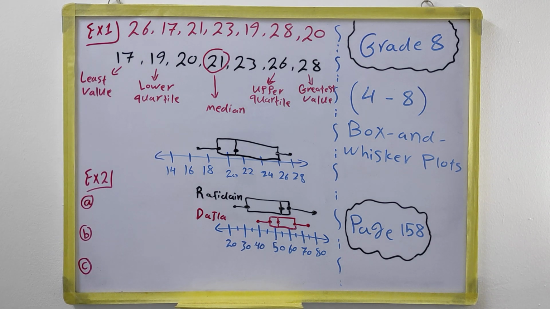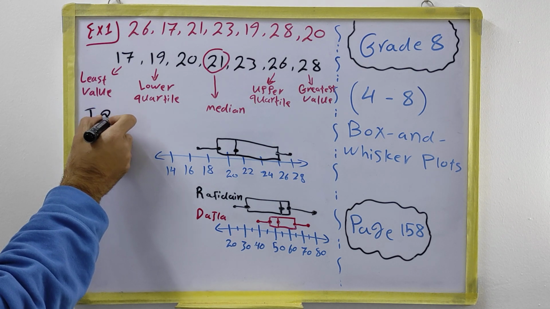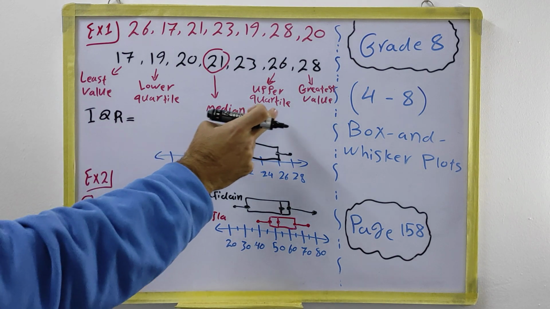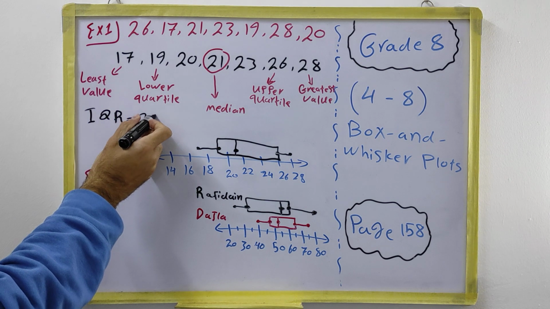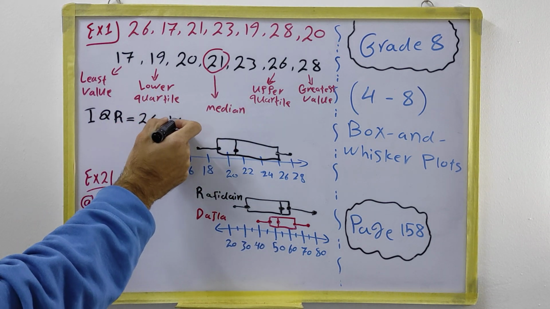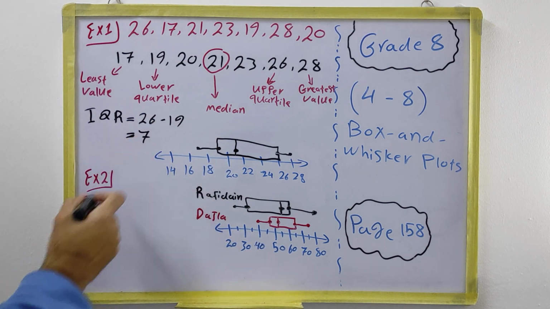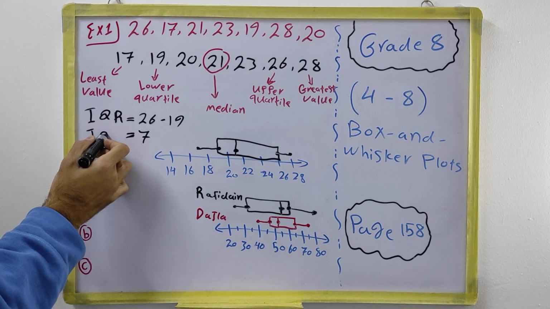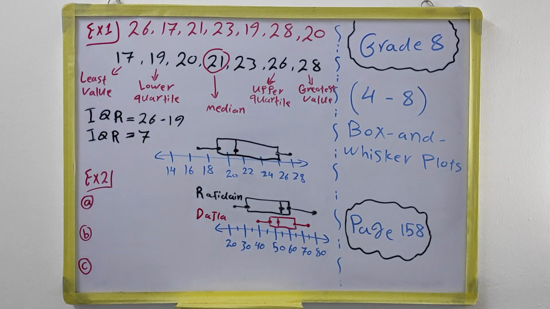And for the interquartile range, interquartile range equals upper quartile minus lower quartile, which is 26 minus 19 here. Always upper quartile minus lower quartile. This is the rule, which would be 7. The interquartile range equals 7 in this data, the range between the quartiles.